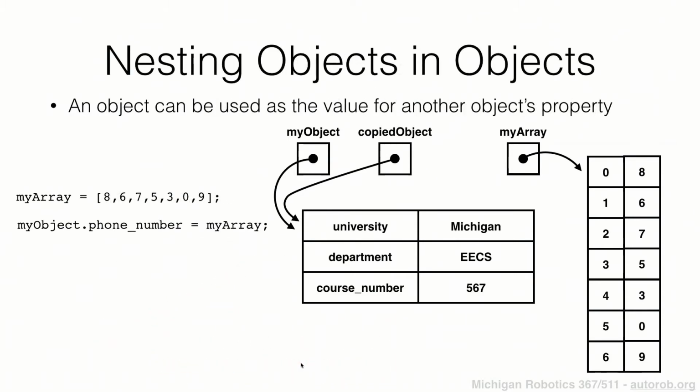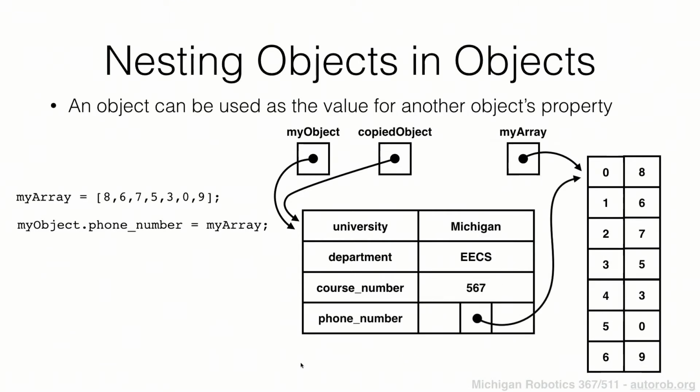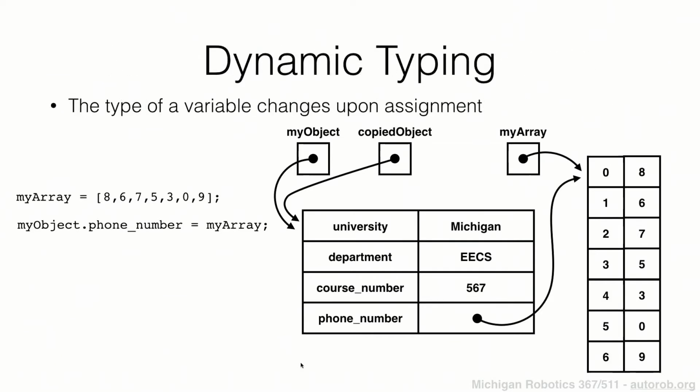We should note that we can nest objects inside of other objects. One way we can do this is we could create a property of the my object object, call that property phone number, and simply assign my array to that property. What that would look like in memory is making a copy of this reference and then adding that to the object that we've created previously. And just as before, we can modify that object and it will be reflected in all the other objects that are pointing to this.